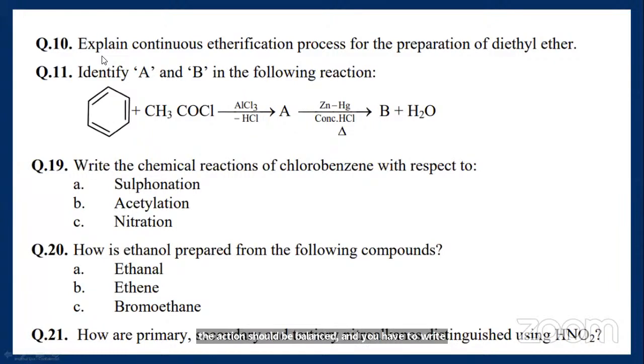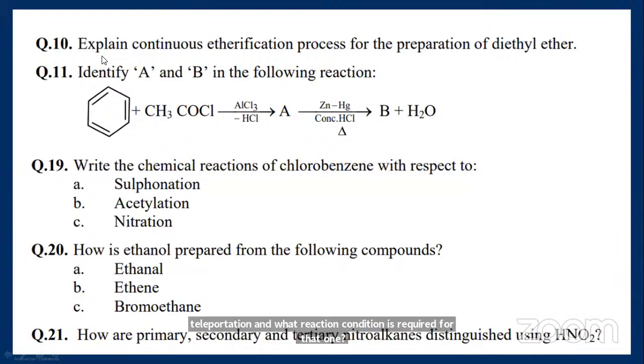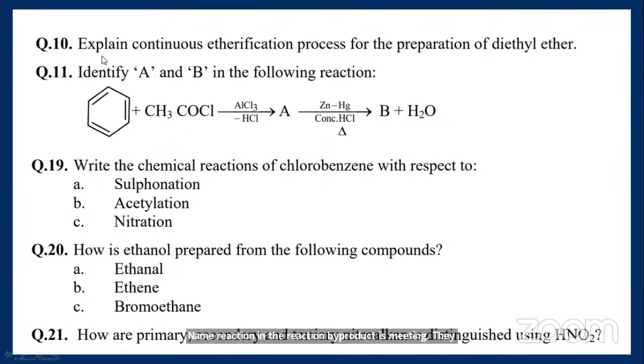Write the chemical reactions of chlorobenzene with respect to sulfonation, acetylation, nitration. It is a 3 marks question. First, you write the explanation. What is sulfonation and what reaction condition is required for that? Then the reaction. In the reaction, the byproduct is needed. Then only the reaction gets balanced. In nitration also, you write the nitrating mixture, concentrated H2SO4 and HNO3. And whatever nitro products come, ortho, para, meta, that also you have to mention along with the byproduct.